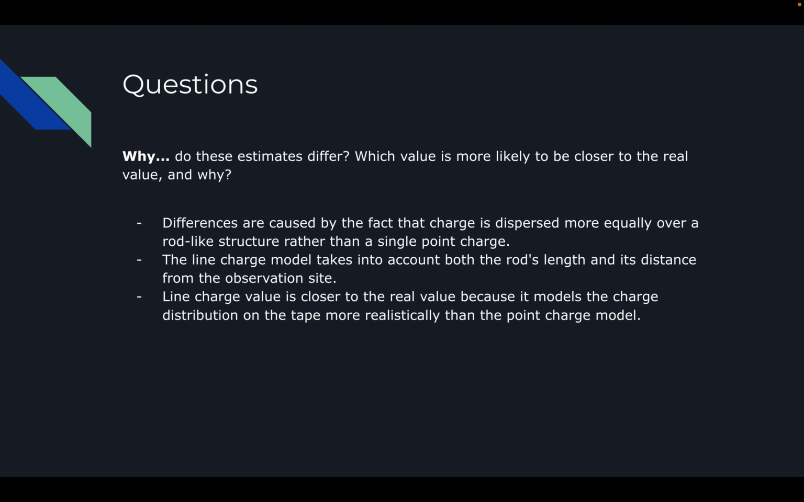The answer to the why question is that the differences are caused by the fact that charge is dispersed more equally over a rod-like structure rather than a single point charge. The line charge model takes into account both the rod's length and its distance from the observation site. The line charge value is closer to the real value because it models the charge distribution on the tape more realistically than the point charge model.